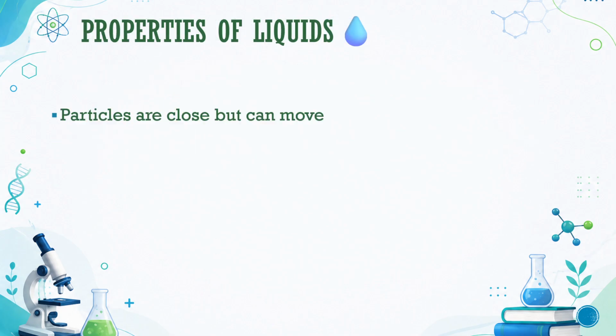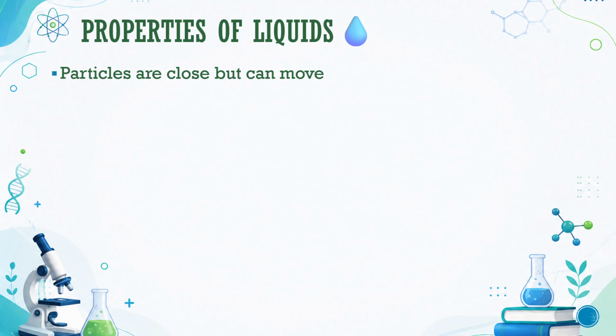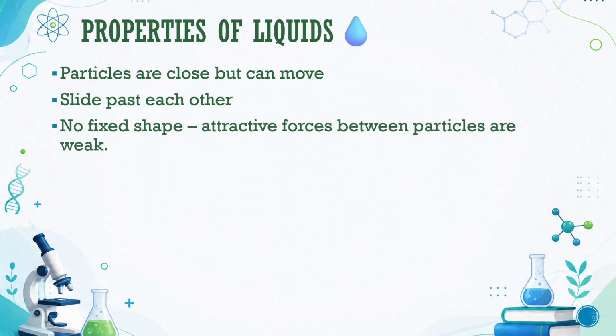Let's take a look at properties of liquids based on the particle theory, but in a little more depth. The particles in liquids are close, but they can still move. They don't need to vibrate, they can move because they are placed together but not so tightly packed. They can slide past each other. As the particles are not tightly packed, liquids do not have a fixed shape. The attractive forces between particles of liquid are weaker than in solid. Thus, we see that liquids can flow and they do not have a fixed shape.